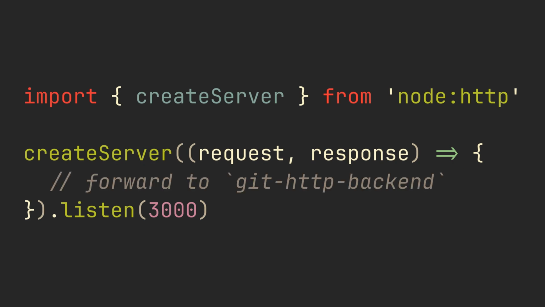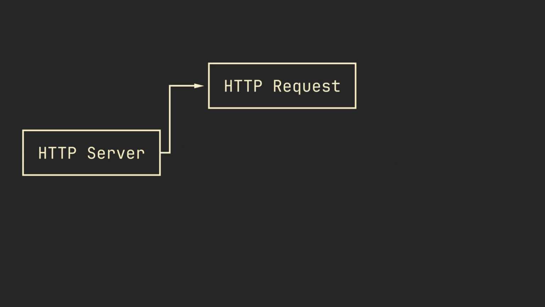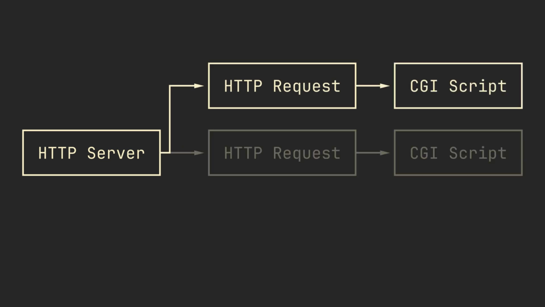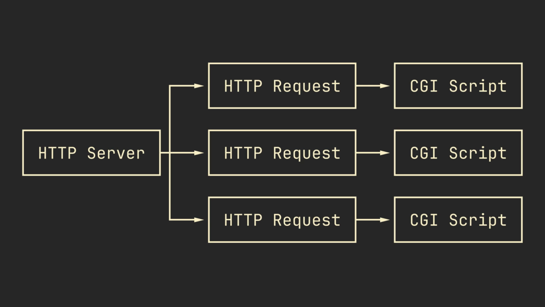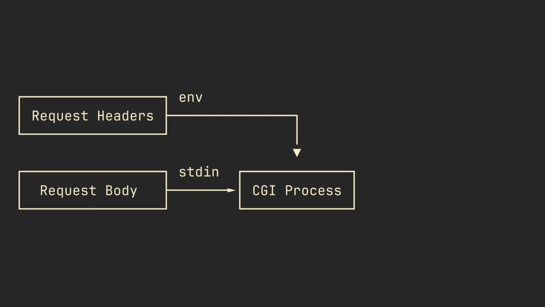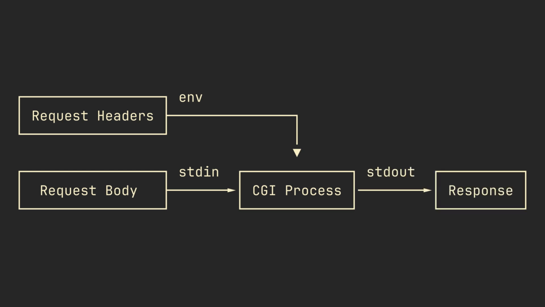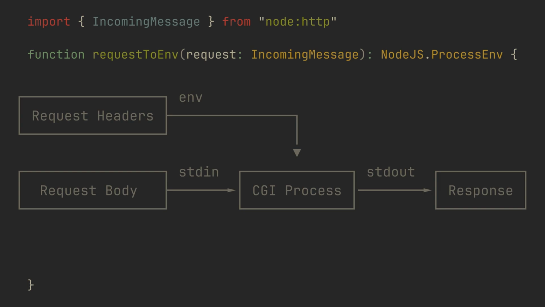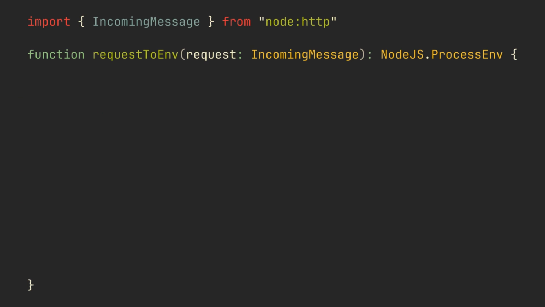this CGI script. To do this, you need to understand that a CGI script works by spawning a process for each HTTP request. The request headers will be passed as environment variables, the request body will be passed as standard input, and then the standard output of the process will represent an HTTP response. Let's start with getting environment variables from the request.